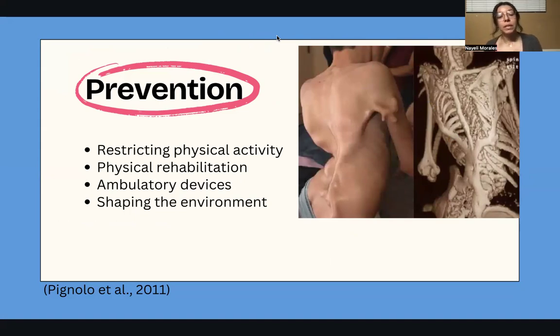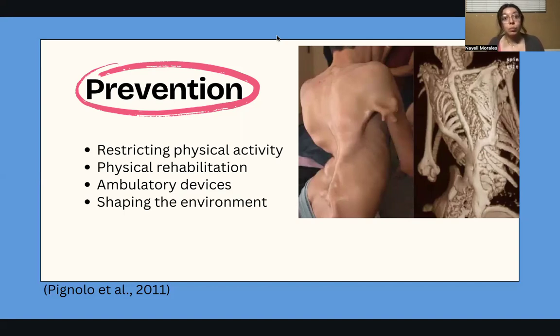The way you do that is by restricting physical activity, which is not really ideal because people kind of lose their independence, right? Other or better ways to continue with the prevention are physical rehabilitation, and this will help people get through their daily activities without really hurting themselves. Another one is ambulatory devices, and this will probably be a need if you're getting older, right?